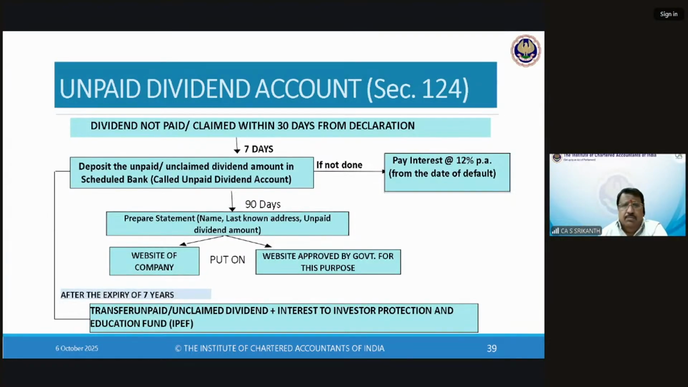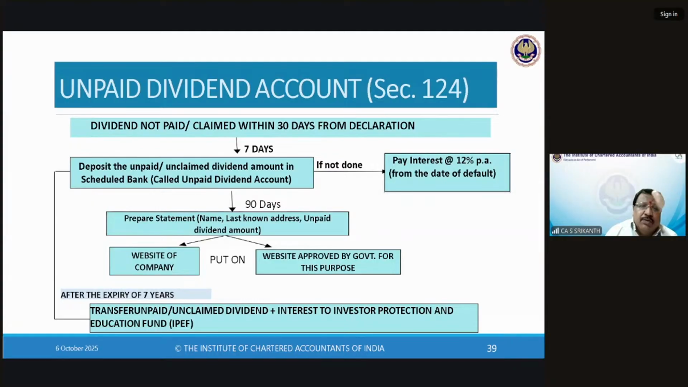Then that is over, money is transferred. Now, within 90 days, you have to prepare a statement of the name, last known address, etc., and put it up on the website of the company and the website approved by the government for this purpose. So 90 days from the date of declaration, you should prepare a statement.